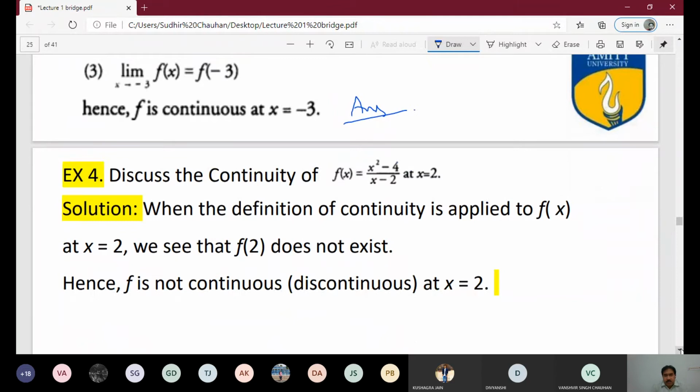Now discuss the continuity of the function f(x) is equal to (x square minus 4) upon (x minus 2) at x is equal to 2. Now when the definition of continuity is applied at x is equal to c, f(2) does not exist. So we don't have the value, that is f(2). So here we can see that if we find the limit, left hand limit, right hand limit, that will exist. So left hand limit I think will be 4, right hand limit will be equal to 4. So the limit exists and the value is not defined, so we can say the function is discontinuous at x is equal to 2.